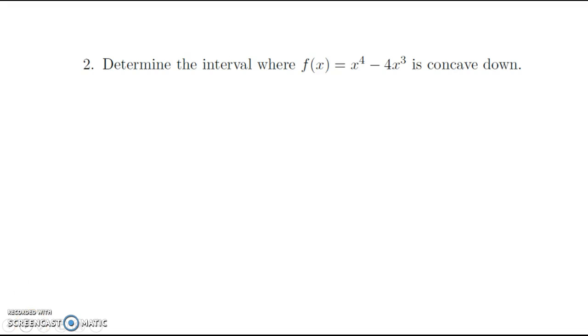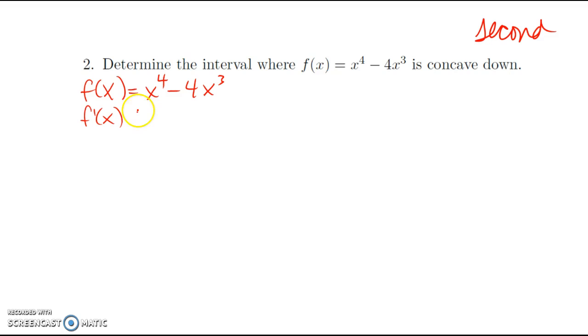Determine the interval where this function is concave down. So we have to get to the second derivative, right? So if f of x equals x to the fourth minus 4x to the third, we have to take the first derivative, and this is the power rule. 4x to the third minus, the 3 comes down, 12x squared. All right, then I take the derivative of that, I get 12x squared minus 24x.